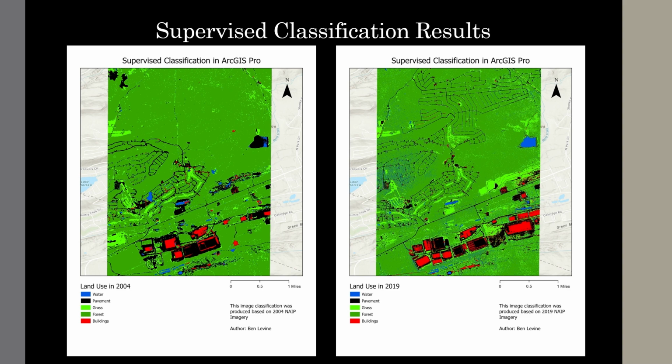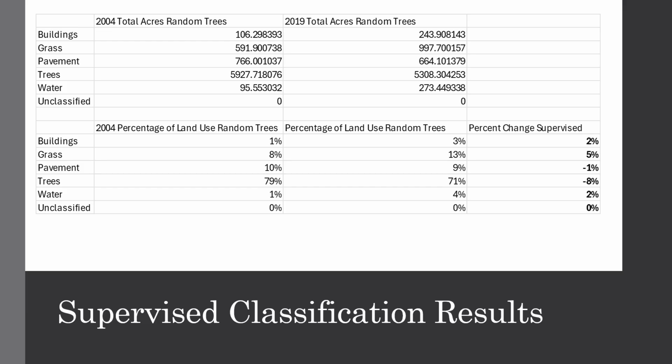Pavement appears more evenly defined in this method. The land cover change from 2004 to 2019 based on the random trees supervised classification shows a more expected land cover change percentage. It shows a reduction in pavement and trees with an increase in water, grass, and buildings.